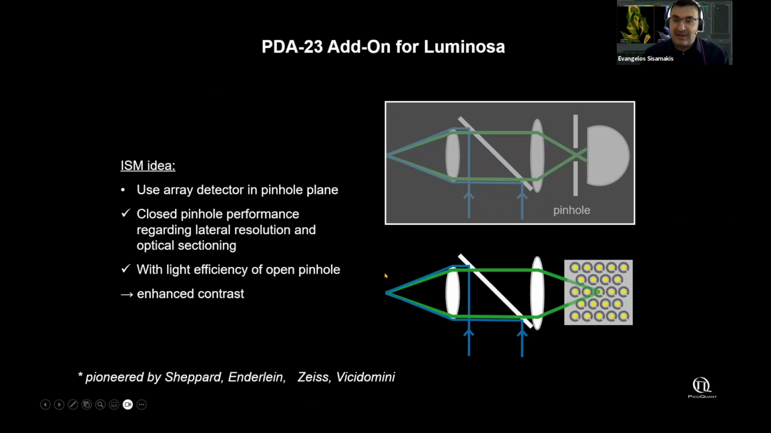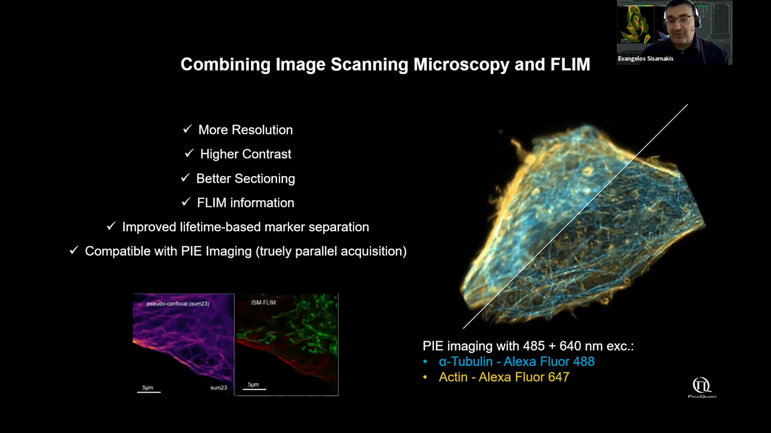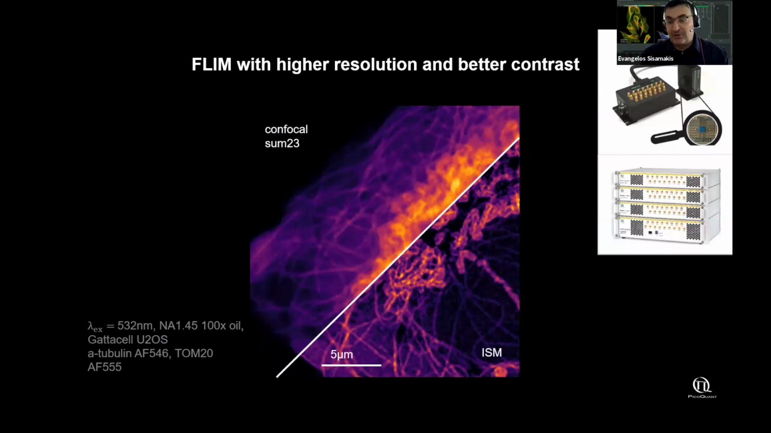What is unique in Luminosa is that for the first time, and I can say this with confidence, you have a very nice, robust integration of a SPAD array in a commercial microscope together with lifetime. Of course, Nikon also has the NSPARC, but they don't have any lifetime information. So with image scanning microscopy, you don't have to change your dyes and so on, and you get a bit of an increase in resolution, but also a huge increase in contrast.